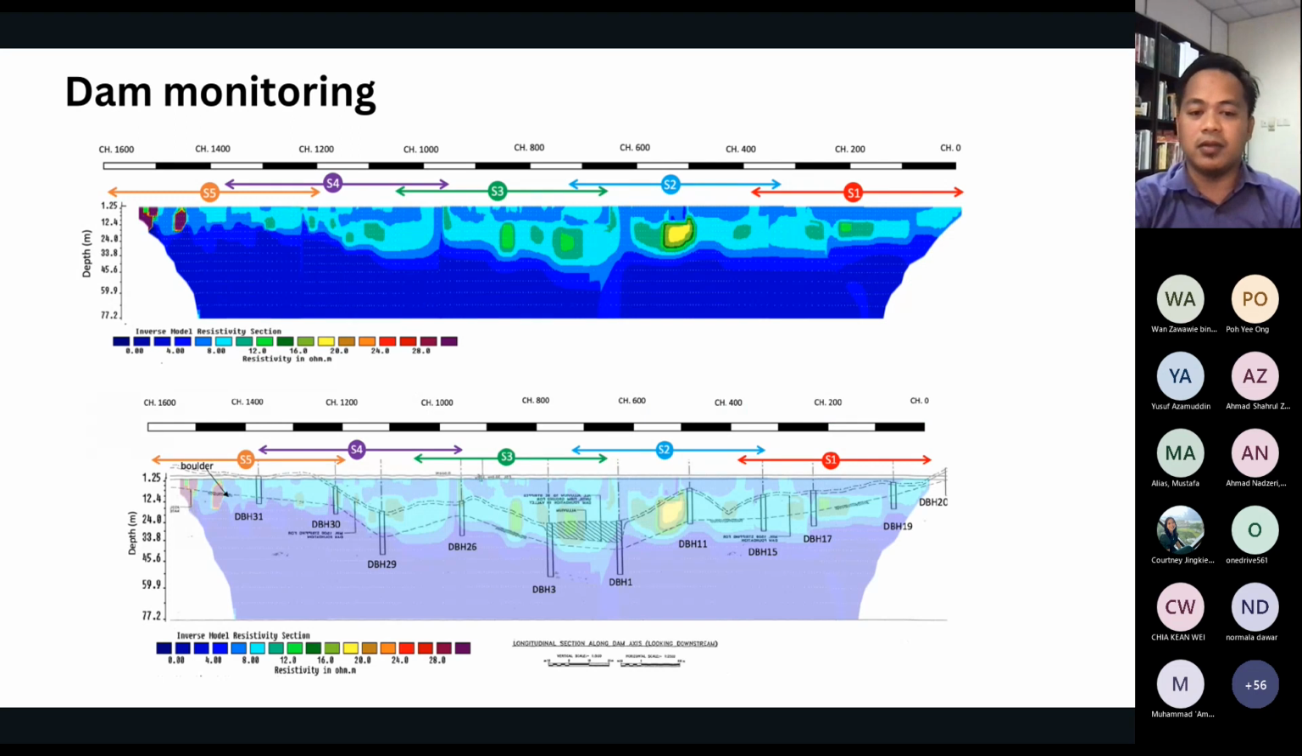So this is another example as well. So we cross-checked with the borehole that was constructed during the early stage of this dam. So it's really a good correlation on that. So this is another example for dam monitoring.